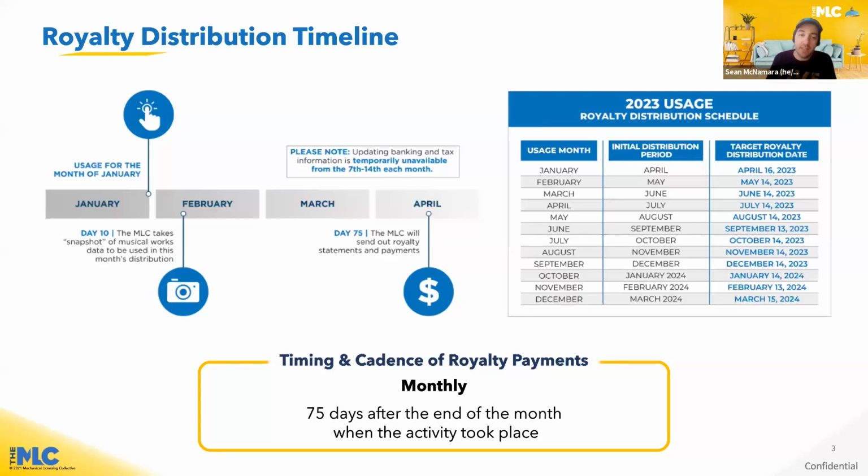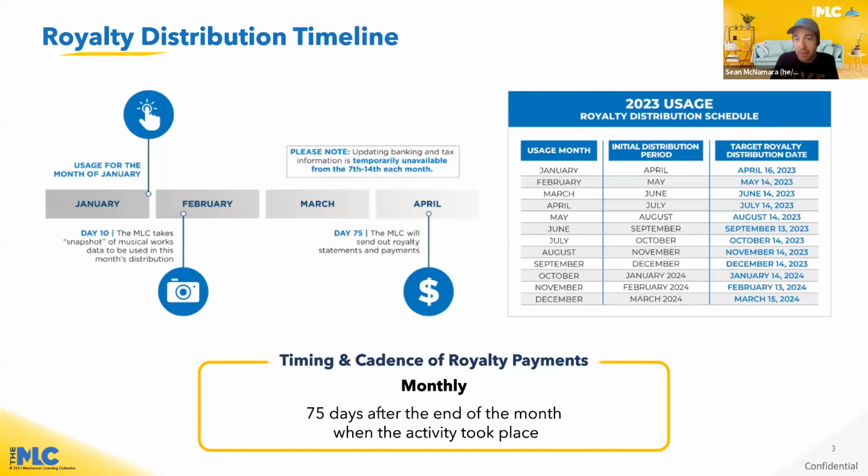Within that 75-day distribution cycle, there's a few really important dates that you should keep in mind. The first one would be day 10 after the close of the usage month. That's when we take our snapshots. So what does that mean? Each month, we get new data in from the DSPs, new usage data, and we take a snapshot of what we have in our database, your song information, your publisher information, and we use that to match to the DSP usage data and pay you royalties. This again takes place on day 10 following the close of that usage month.